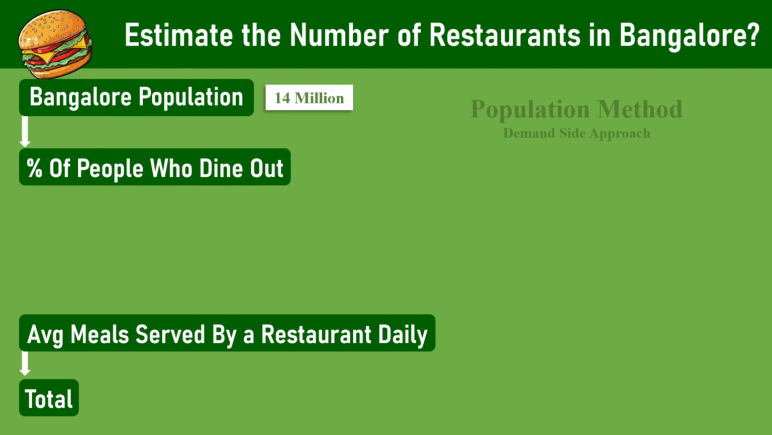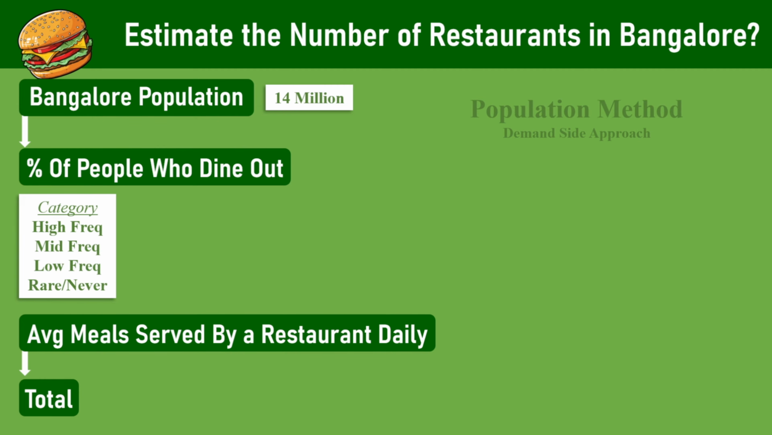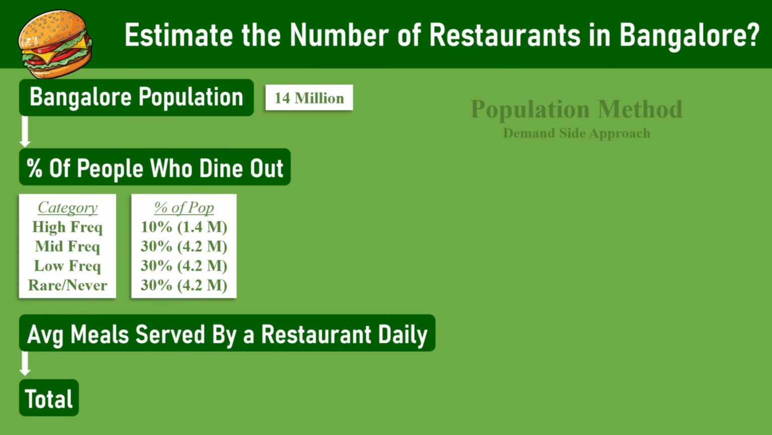We first divide them into categories: high frequency diners, mid frequency, low frequency, and the ones who rarely or never dine out. Then we assume how much of the population will lie in each category. Assuming high frequency diners to be only about 10%, that is 1.4 million, and the rest to be 30%, which is 4.2 million each. Here you can take your own assumptions as well, but just make sure you have a strong reason to back your assumptions.